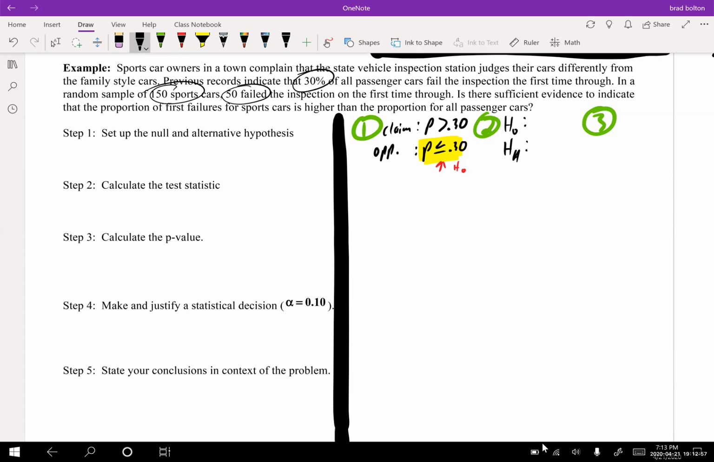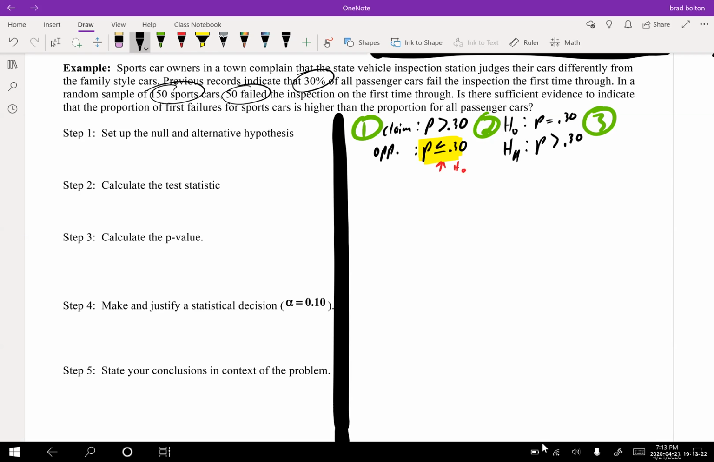So I'm going to come over here. I'm going to say P equals 0.30, and I'm going to say P is greater than 0.30 for my alternate. Now here's the thing. Some students always ask me, well, what happened to the less than? Well, it was less than or equal to. So that means it was the one with the equal sign. That means that the null is that claim.